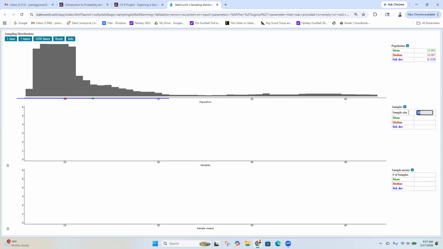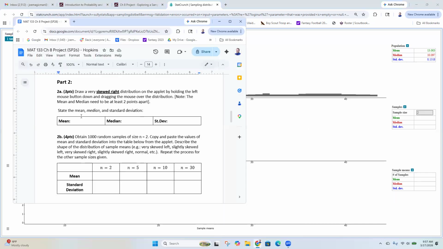So we're going to reset our sample size back to 2. Over here on the right, reset that to 2. This project's a bit redundant, because we're copying the same kind of things. Part 2 is very much like part 1, but we're going to see something interesting. First of all, our mean. My mean is 13.00, but yours will probably be different, so put in whatever you have.